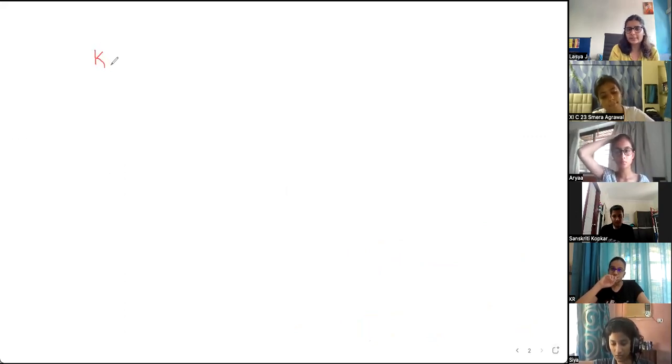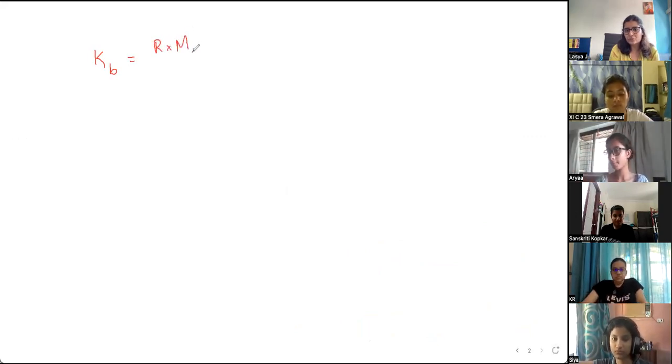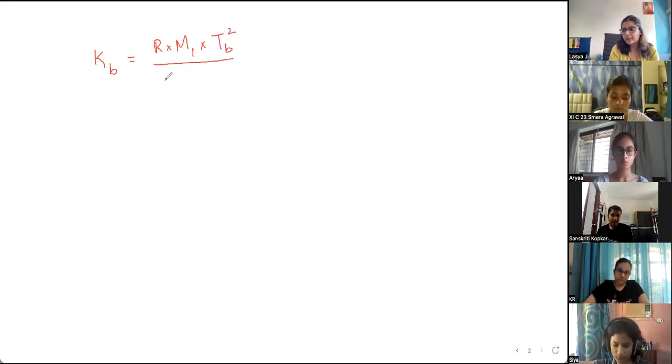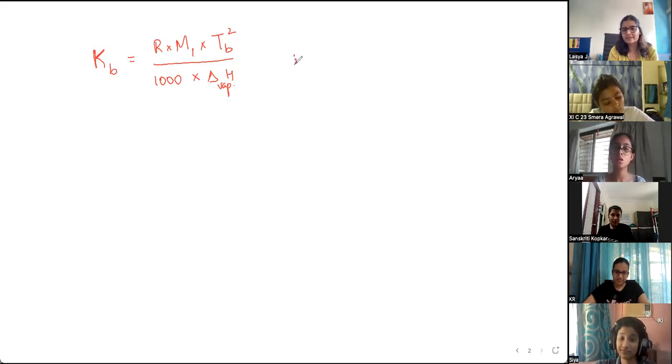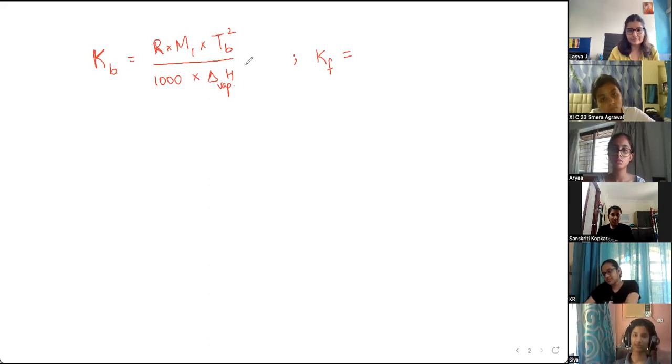So KB is equal to R into M, which is the molar mass, into the boiling point squared, divided by 1000, as you want to take it in kg, into delta H of vaporization. So this is the formula for calculating KB, and you have a similar one for KF. What is R? R is your universal gas constant. Both of them mirror each other, so I'll give you both the formulas and we'll look at each thing here. We need to remember this.